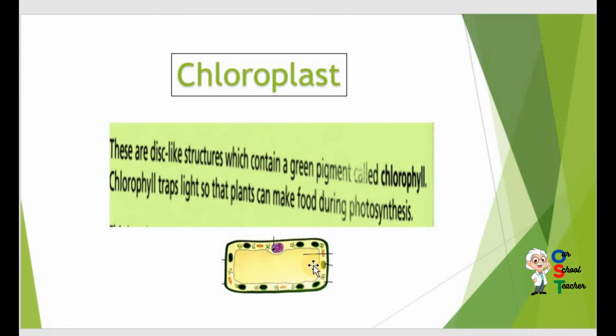You can see these disc-like structures are known as chloroplasts. Actually, these are the structures in which chlorophyll is filled. This disc-like structure is known as chloroplast, and the pigment that is filled in is known as chlorophyll. So this chlorophyll is responsible for trapping light. Otherwise, other cells are not able to make food because they don't have this pigment.